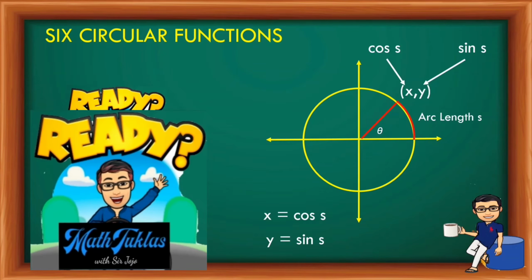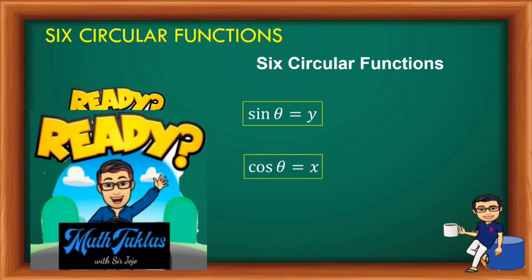So we have that circular function. But this time around, kung mapapansin nyo, i-represent na natin yung s na theta. That is possible because theta in our presentation a while ago is also equivalent to the arc length, which is also equal to s. So this time around, ang gagamitin na natin ay theta. So we have sine theta is equal to y, cosine theta is equal to x, and tangent theta is equal to the ratio of y over x.